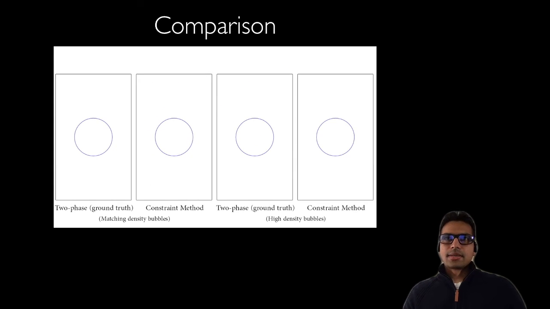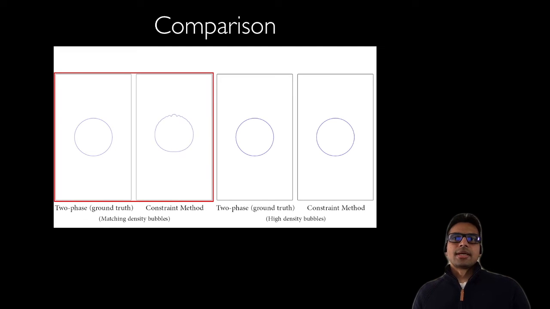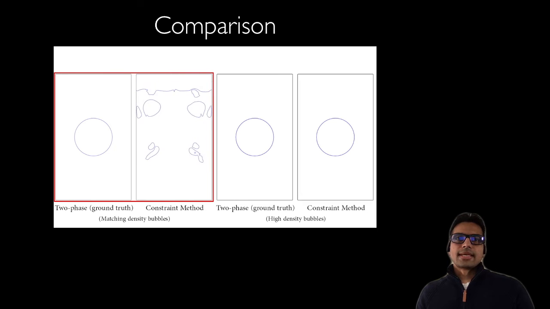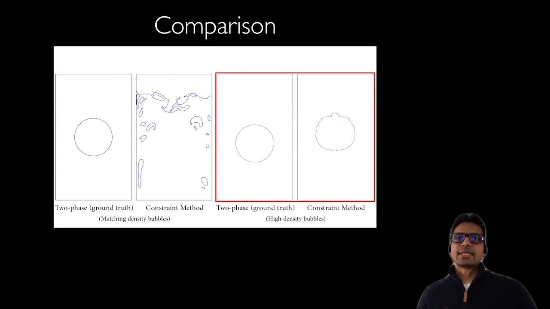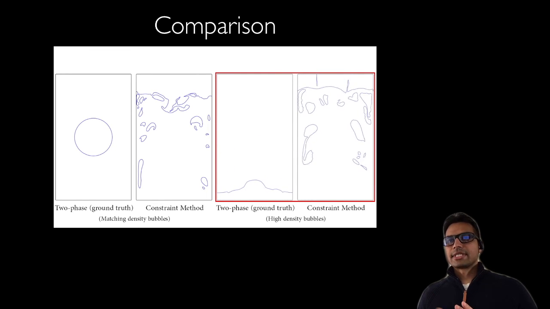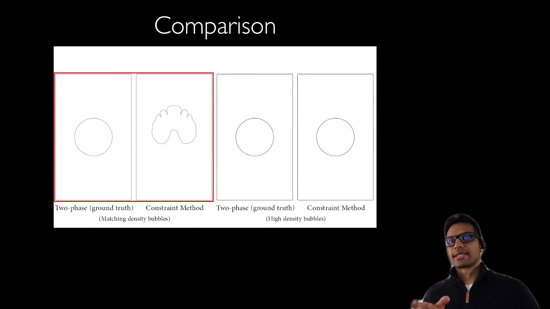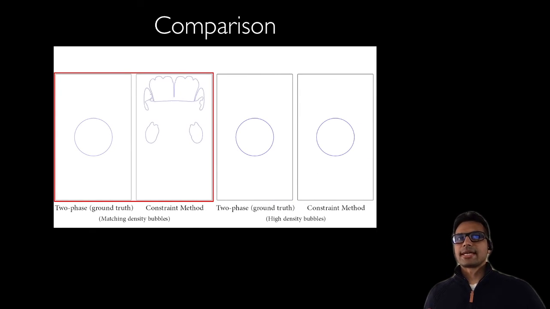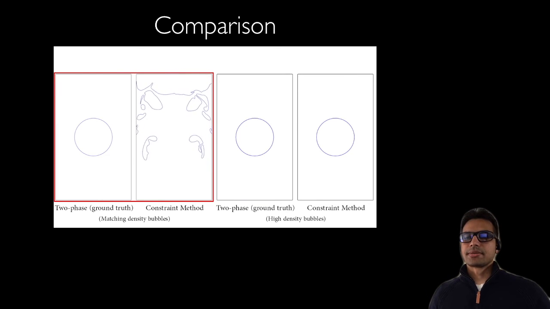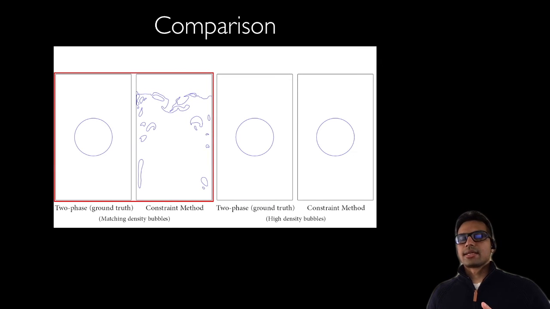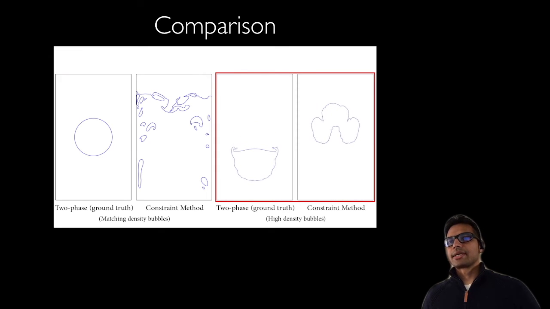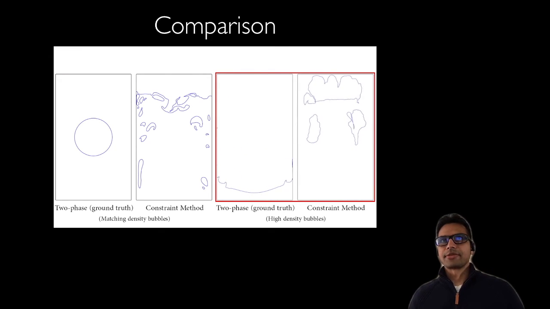Now, here is the problem that arises. So basically, for low density bubbles, if we change the density of the bubble so that it matches the surrounding liquid, then we see that the constraint bubble always rises. And even if we change the density of the bubble to be higher than that of the surrounding liquid so that the bubble should sink, we see that the constraint bubble always rises. And that is the big problem with this method that enforces a spatially constant pressure field.